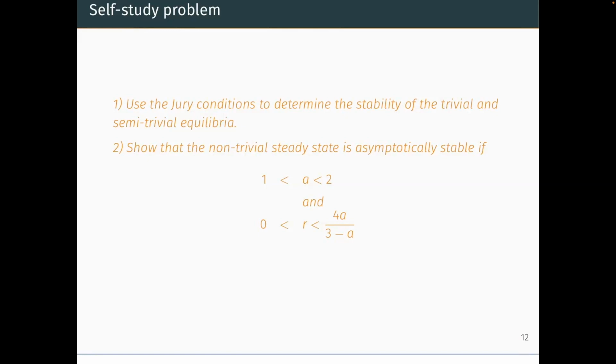But if you don't get it, don't think, oh my God, this is going to appear on an exam and I can't do it. Okay. So have a go at it and see how you get on.